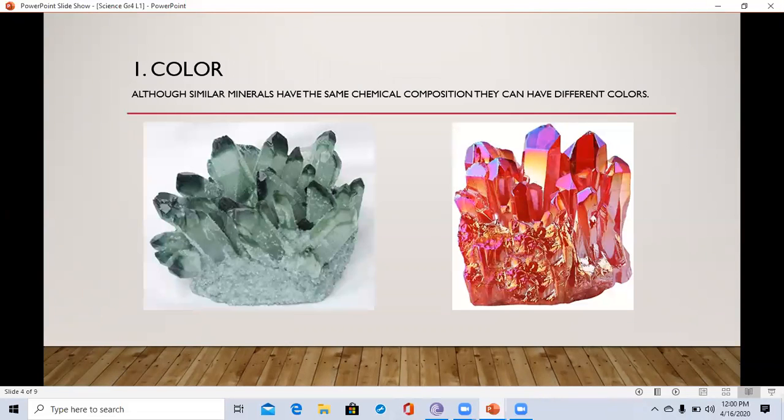So first of all, although similar minerals have the same chemical compositions, they can have different colors. For example, these 2 minerals on the bottom are both quartz, but they have different colors. And this is because they were influenced by different chemicals that are around them.